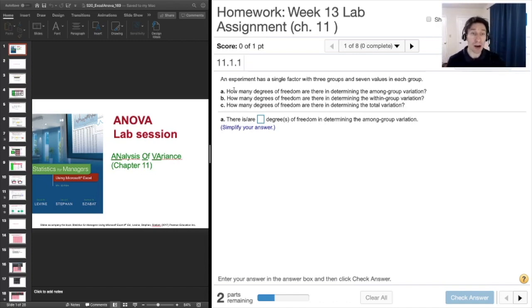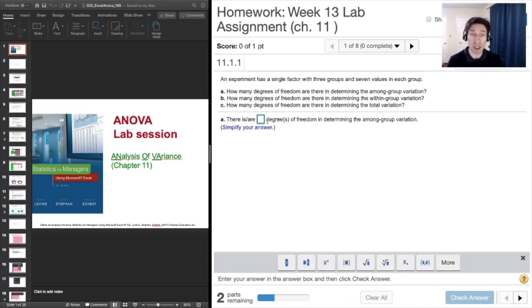So A, how many degrees of freedom are there in determining among group variation? Among group, remember, is the variation between the groups. So there are as many degrees of freedom as groups minus one. So this is three groups minus one equals two.